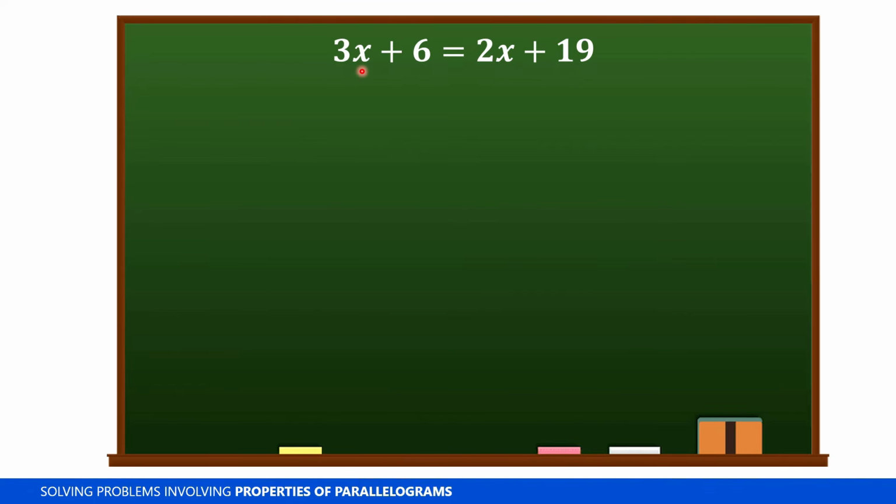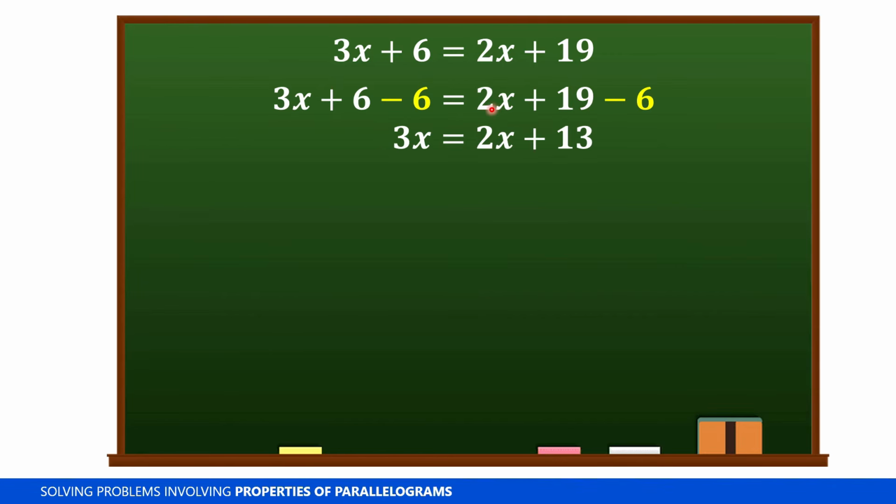So to solve for x, first let us eliminate positive 6 on the left side of the equation. We have to use the addition property of equality. So let's add negative 6 to both sides of the equation. So we have 3x plus 6 minus 6, and 6 minus 6 is equal to 0. 3x will remain on the left side. Next, 2x, let's just copy this. And then 19 minus 6 is equal to 13. So our equation is 3x is equal to 2x plus 13.